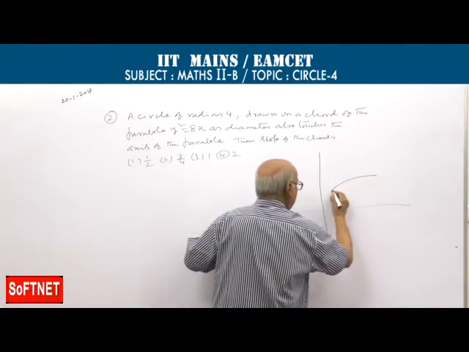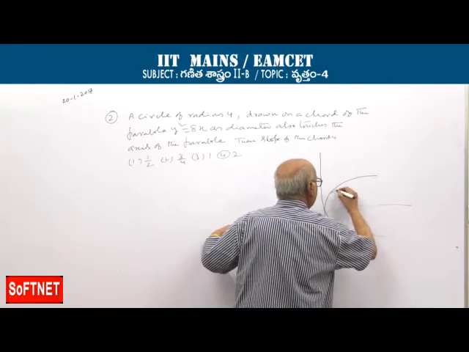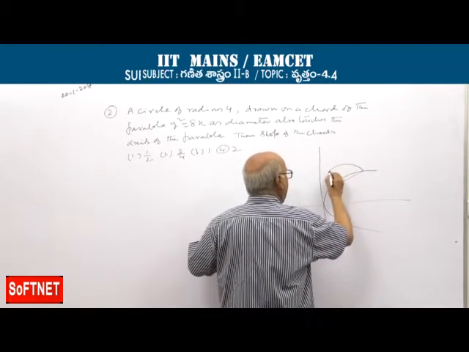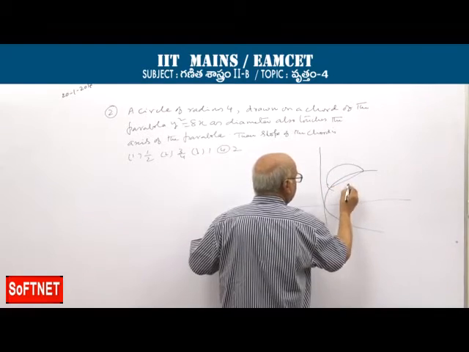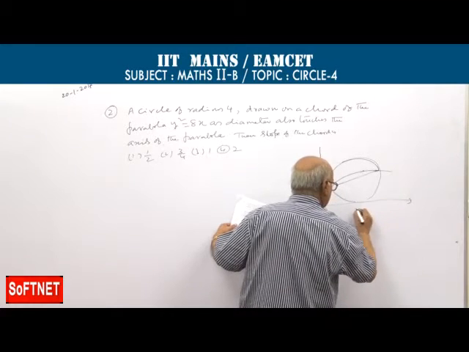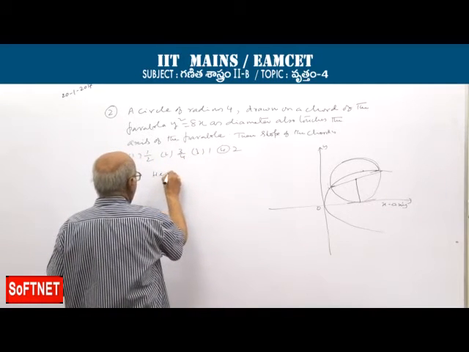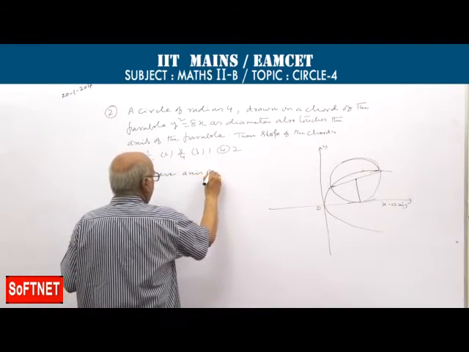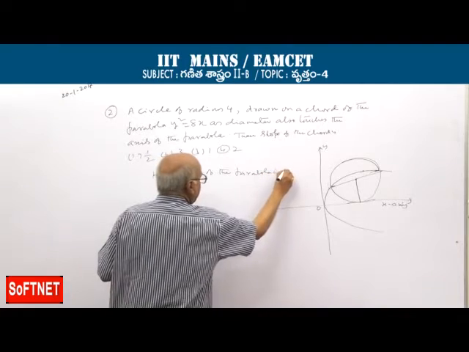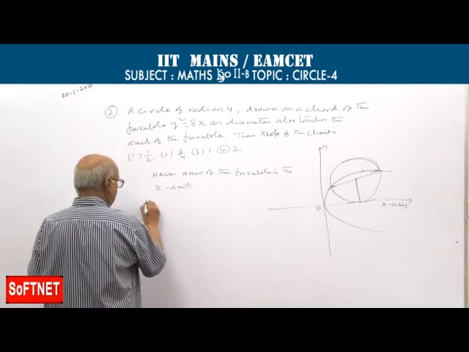Parabola y square equals 8x is there, and you are given a chord on this as diameter. It touches the axis of the parabola, meaning the x-axis. Now here the axis of the parabola is the x-axis.